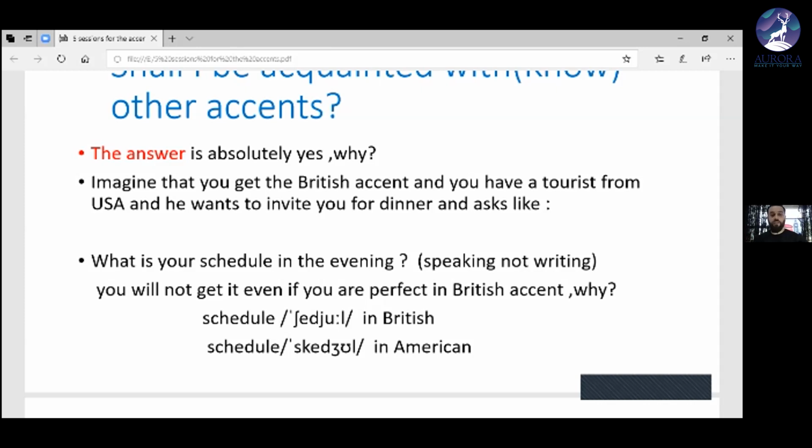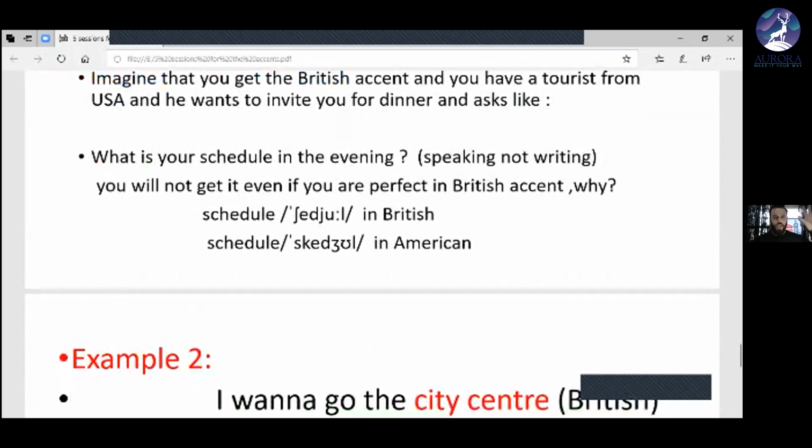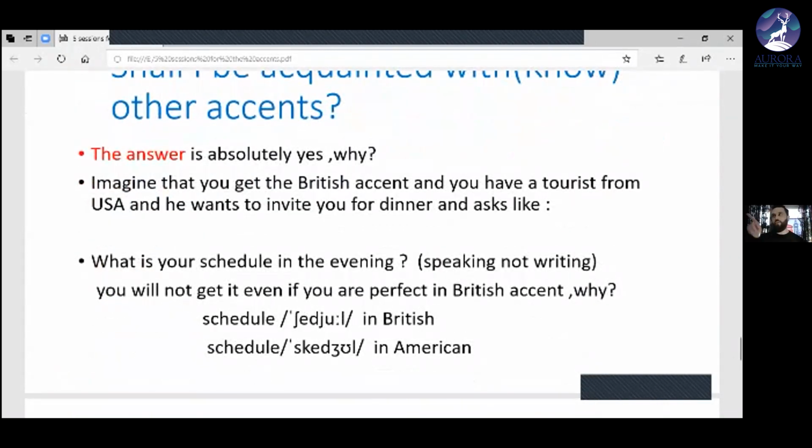So here the two words are schedule in the British accent and schedule in the American accent. I will get confused if somebody asks me or invites me for dinner, because if he says what is in your schedule in the evening, with either pronunciation, I will be confused about that. Try not to be confused in the future. So you have to take an accent for yourself and you have to know the others.